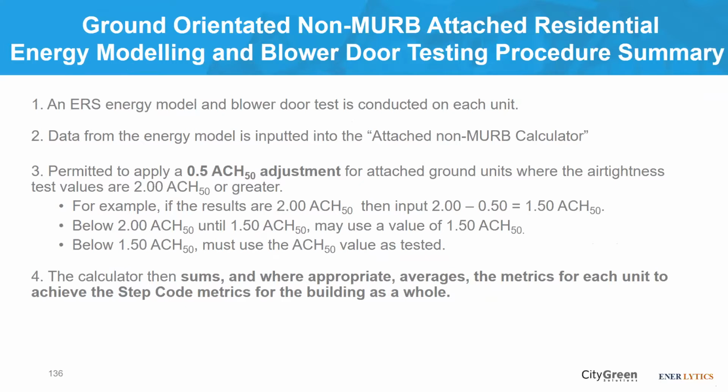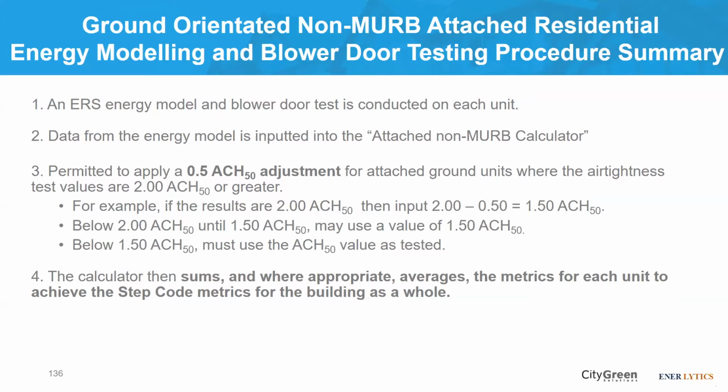That alternate procedure consists of the following 4 steps. An EnerGuide rating system energy model and blower door test is conducted for each unit. The data from the energy model is inputted into the attached non-MURB calculator in the BC Energy Step Code compliance report generator. And then there's permission to apply a 0.5 ACH adjustment for each attached ground unit where the air tightness testing values are 2.0 air changes or greater.